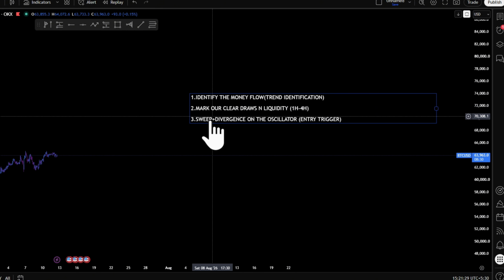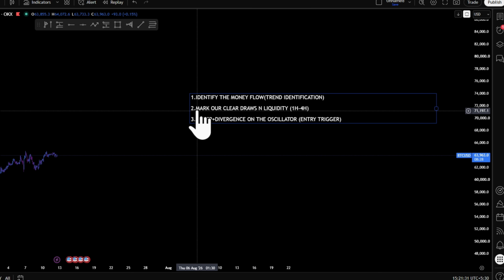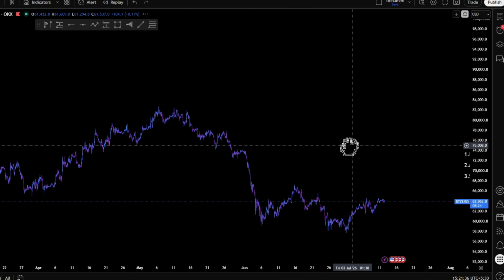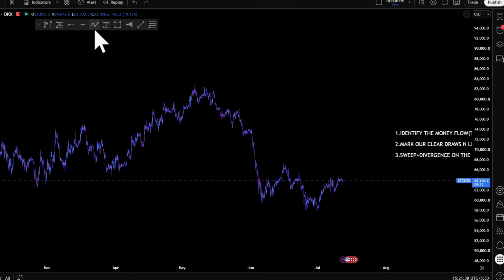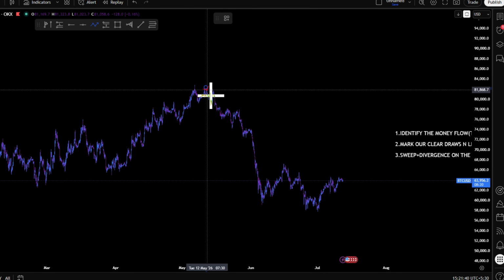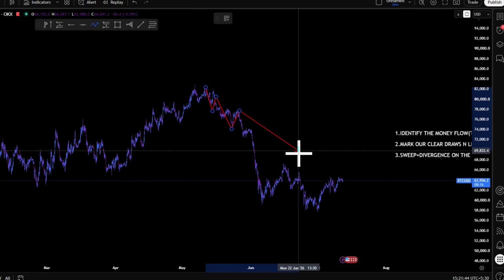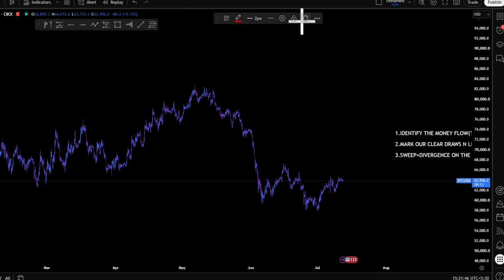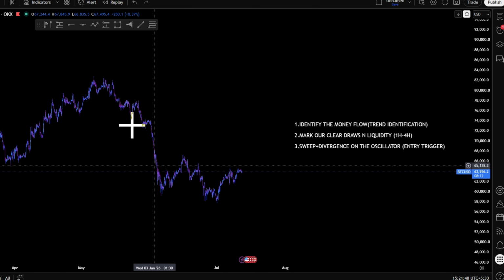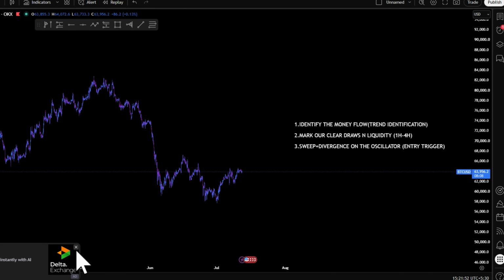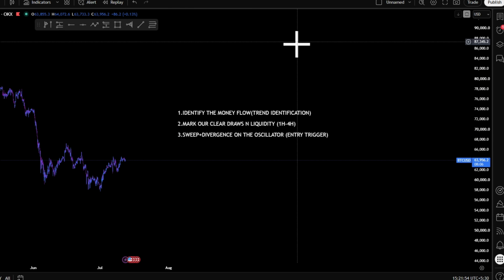Alright, so step number one is identify the money flow, which is the trend identification process. Right here, what you do see is that the price is in a downtrend, making consistent lower lows and lower highs and lower lows and lower highs and so on. But now this simply means that we are only interested in shorts because we are in a downtrend in this range. Now moving on to the second step.